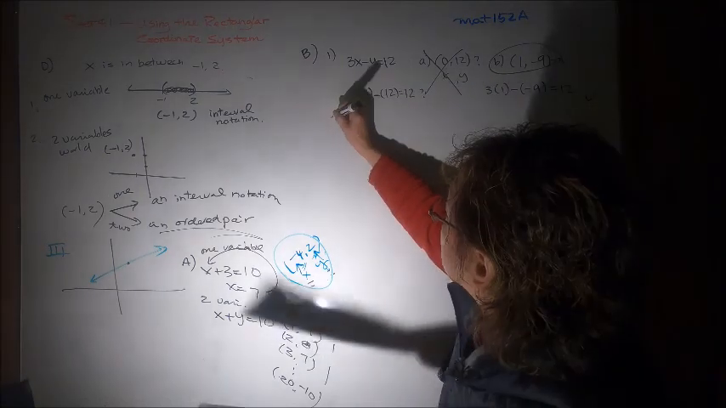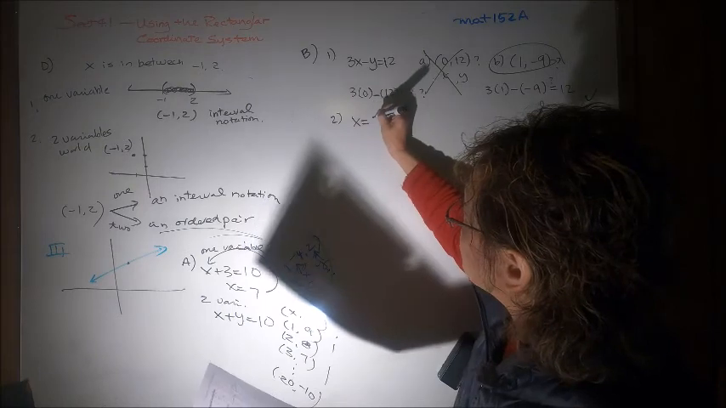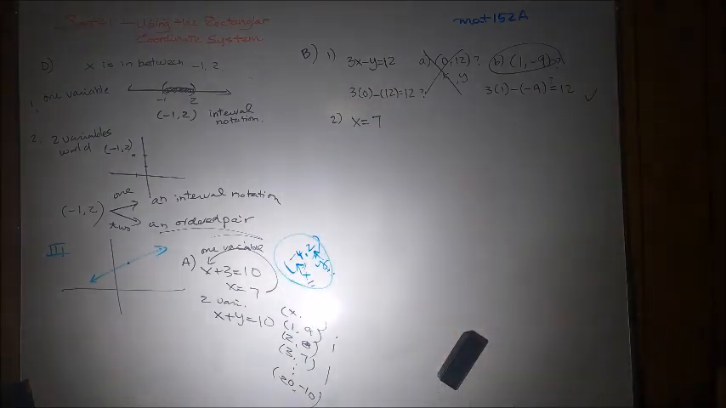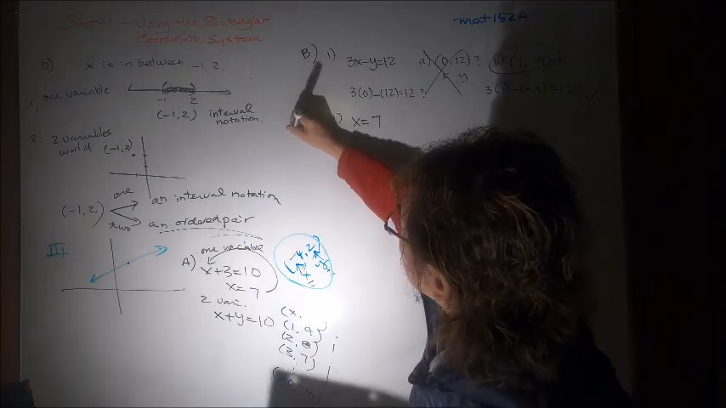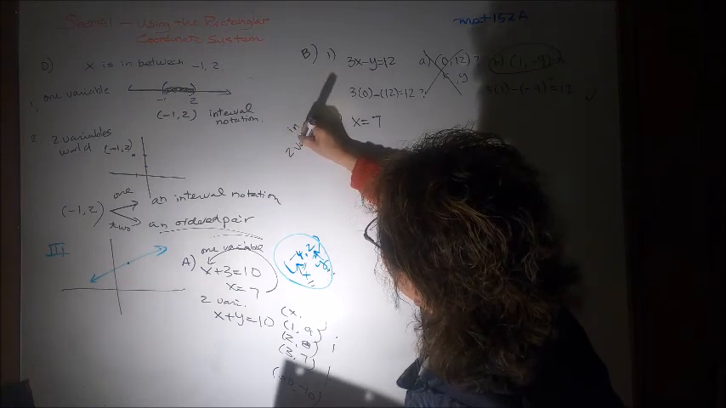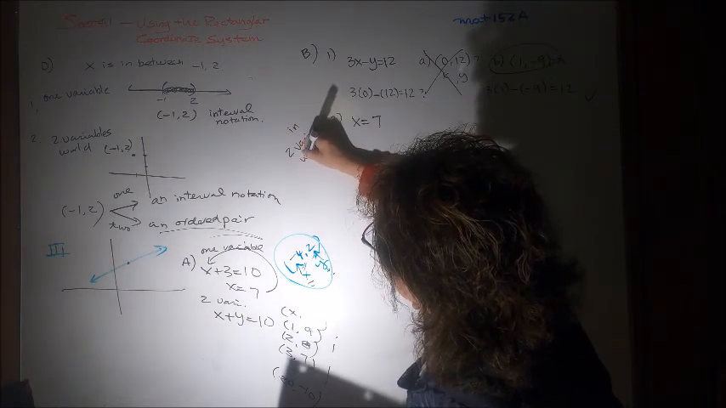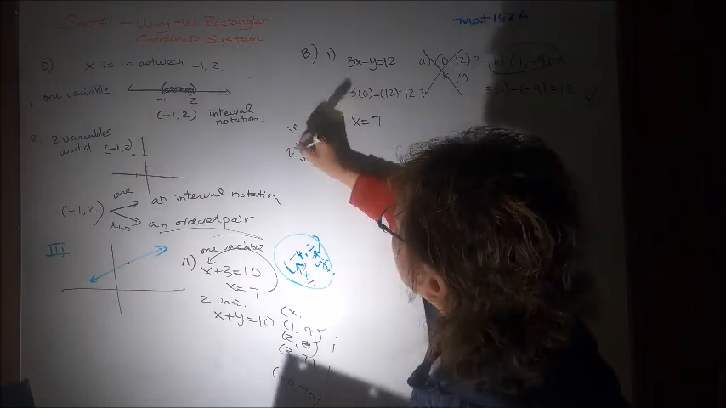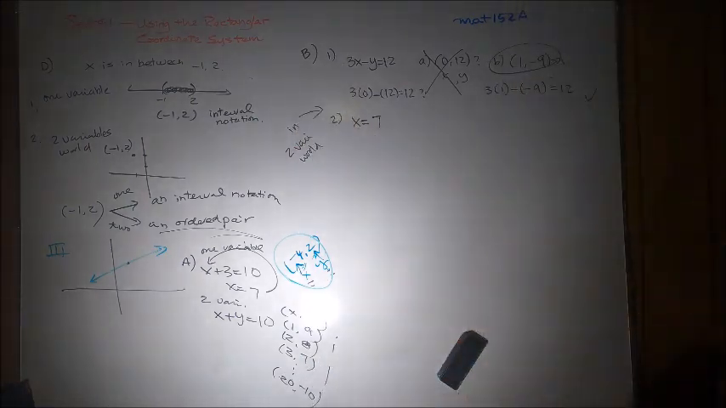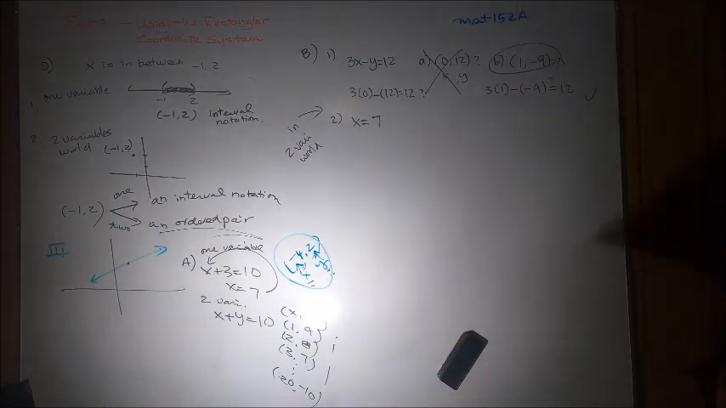For the next one, if x equals 7, if we write it this way, but now we are talking about the two variables world, okay? So, y is missing.